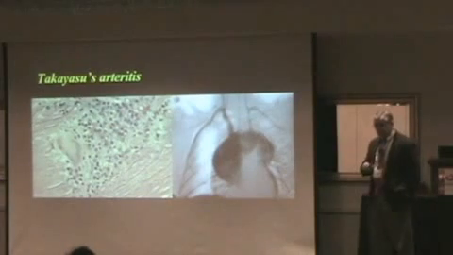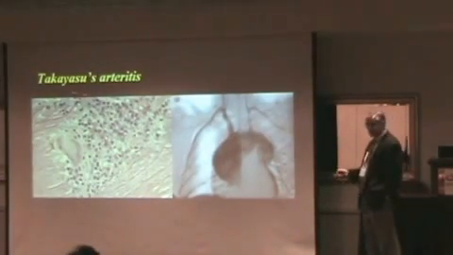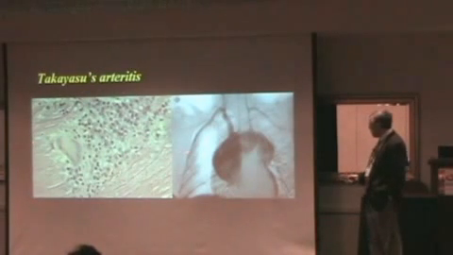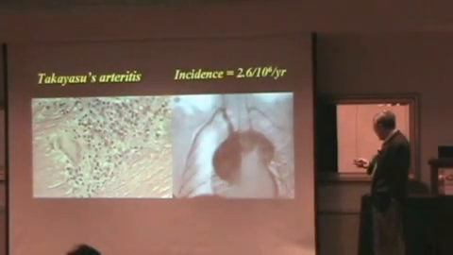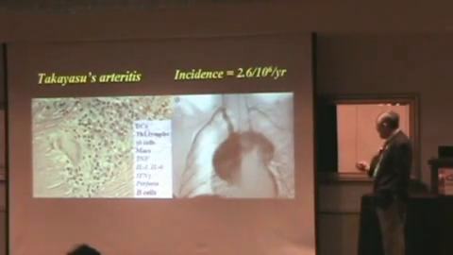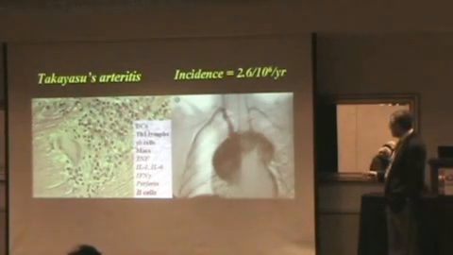So now let's look at what we know about Takayasu's. Again, we know the inflammatory infiltrate. We know what it's made up of. We know how that inflammatory infiltrate affects large and medium-sized vessels. Here we see a large aortic aneurysm and a contiguous common carotid artery stenosis.